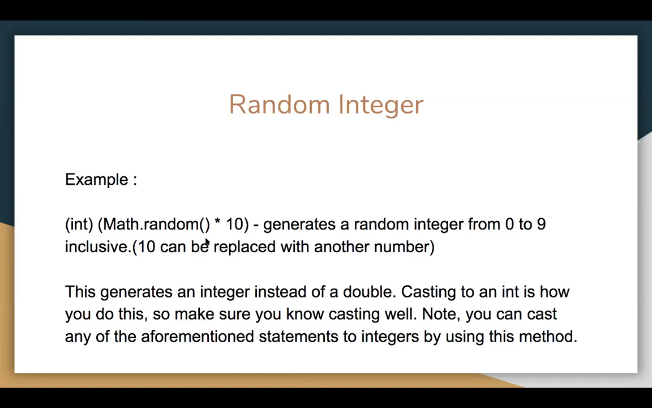Again, 10 can be replaced with any other number. So this generates an integer instead of a double. Casting to an int is how you do this. So make sure you know casting well, and I'm sure all of you know it well. Note, you can cast any of the aforementioned statements to integers by using this method, which is casting.